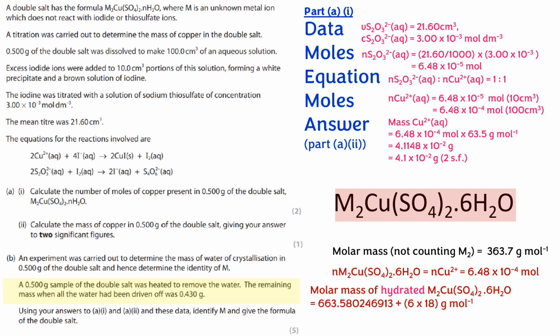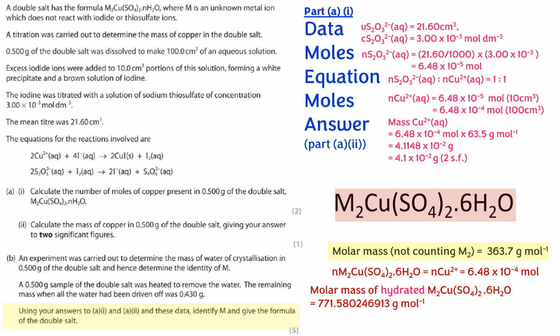The whole thing is going to be that plus 6 times 18 added on. So we're now coming back to the fact you've got 6 moles of water, and adding those onto the 663.580246913. And then you get 771.580246913. So this is the whole thing.